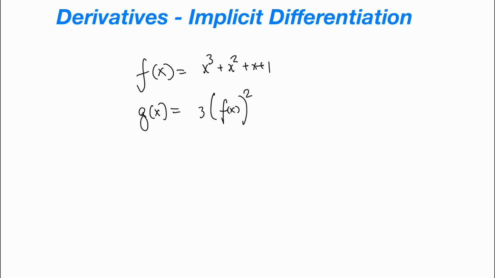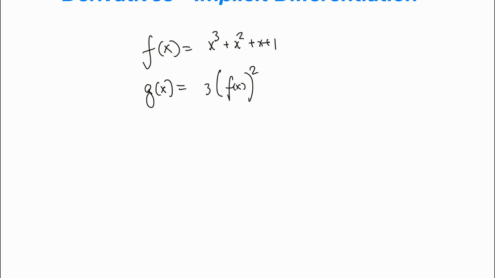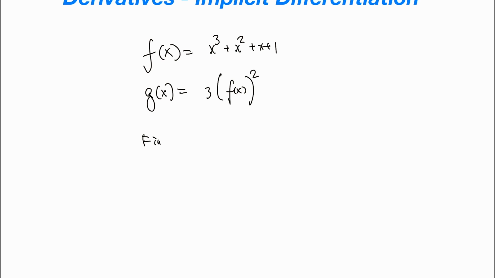So the daily practice states that f of x is x cubed plus x squared plus x plus 1, and g of x is 3 times f of x squared. And we want to find g prime of x. And the first solution would be just to bash it out, just plug that in.